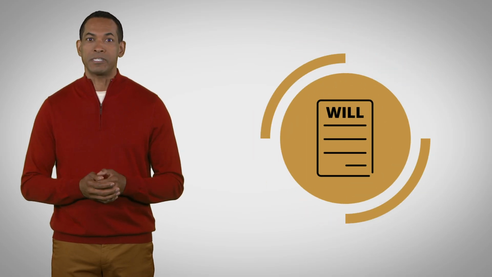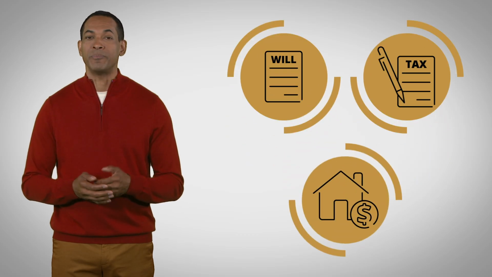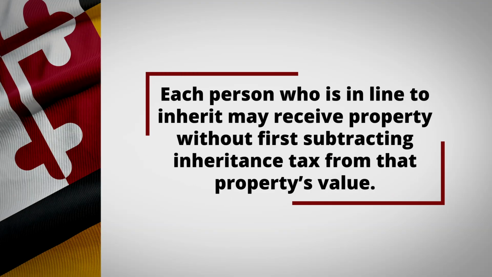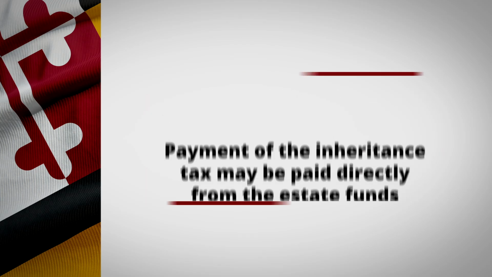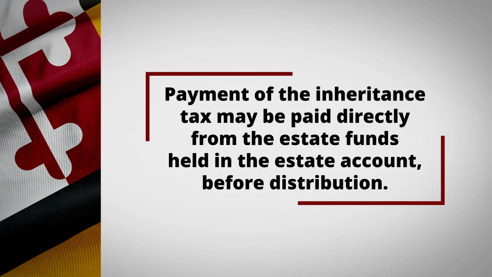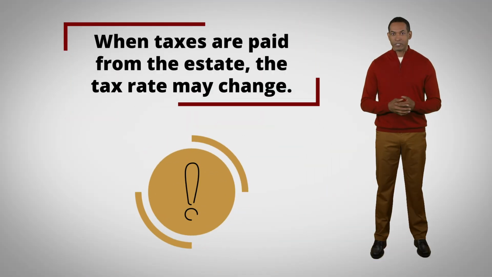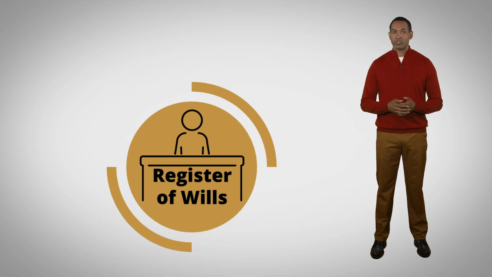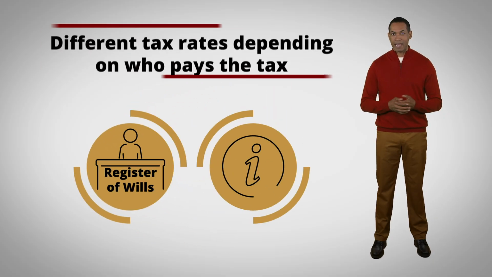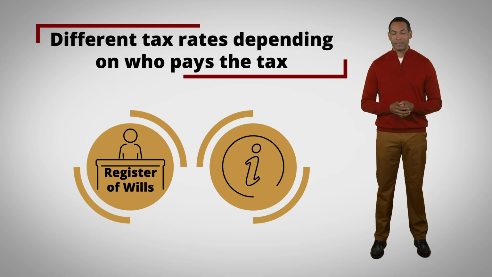If the decedent's will states that inheritance tax is to be paid from the estate, each person who is in line to inherit may receive property without first subtracting inheritance tax from that property's value. Instead, payment of the inheritance tax may be paid directly from the estate funds held in the estate account before distribution. Keep in mind when taxes are paid from the estate, the tax rate may change. Check with the Register of Wills to find out more about different tax rates depending on who pays the tax.